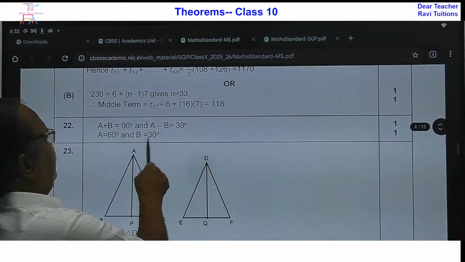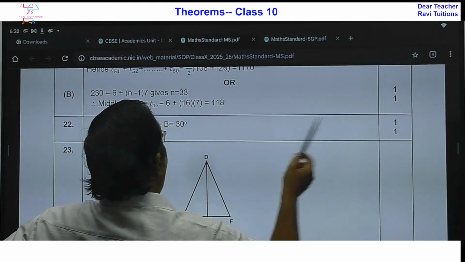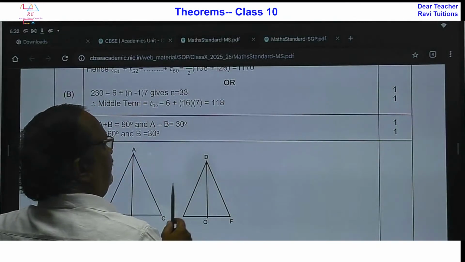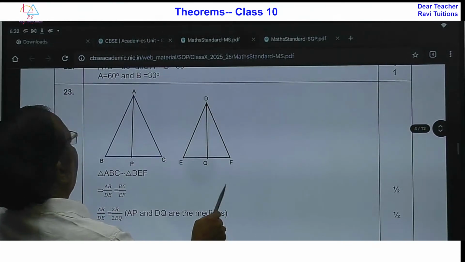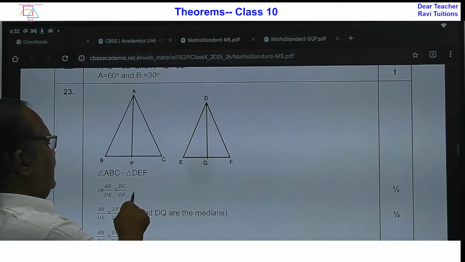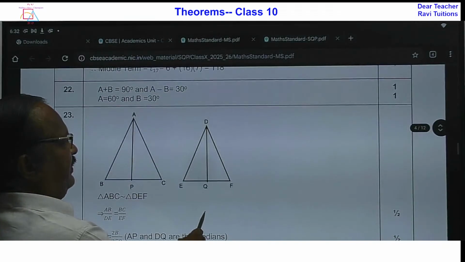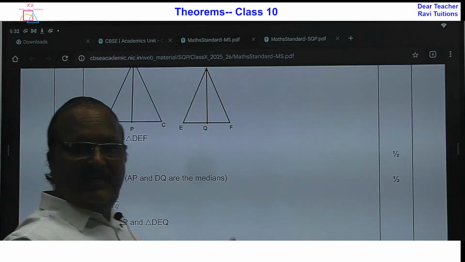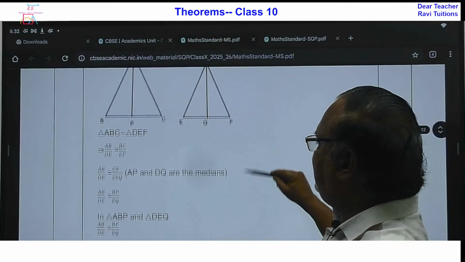Here you just see, it is a 2 marks question. How are the 2 marks divided? For this step 1 mark and for this step 1 mark. So how is this 23rd question divided? For writing this basic proportional similarity, half mark is given. Like this, it is very, very important when you go through the marking scheme.